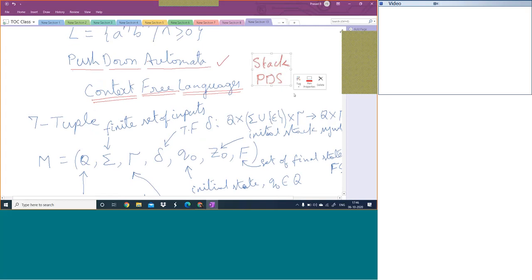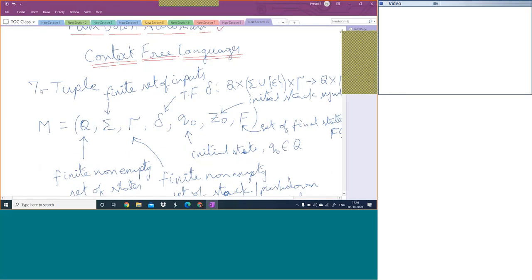Okay, now we see the complete structure of the PDA. A PDA is a 7-tuple. Generally, we represent the machine Q, sigma, tau, del, Q naught, Z naught, and F.